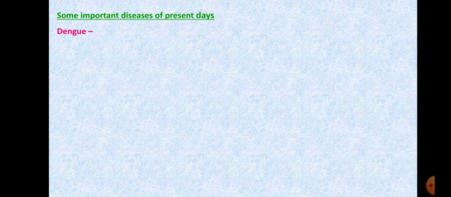Then next we have to study about some important diseases of present days. Now the very first one is dengue. Dengue is a fever and it spreads by the Aedes aegypti, and it is caused by a flavivirus which is called DEN, DEN 1, 2 type. These are the different types of the virus.